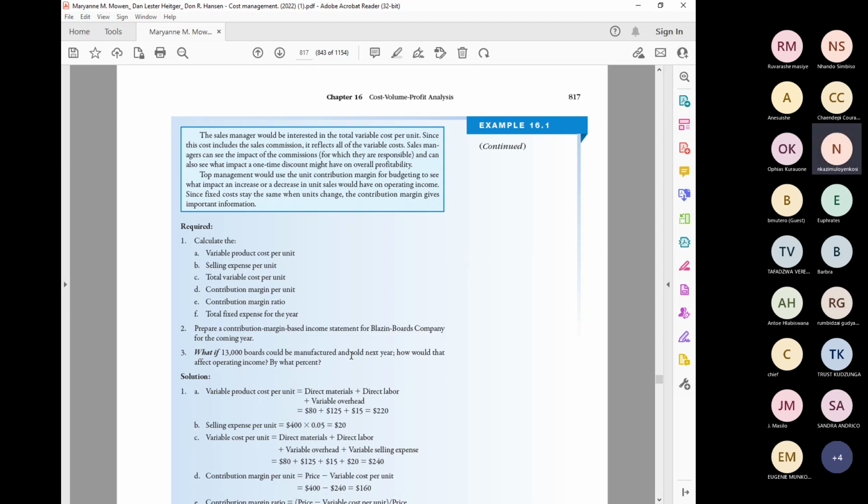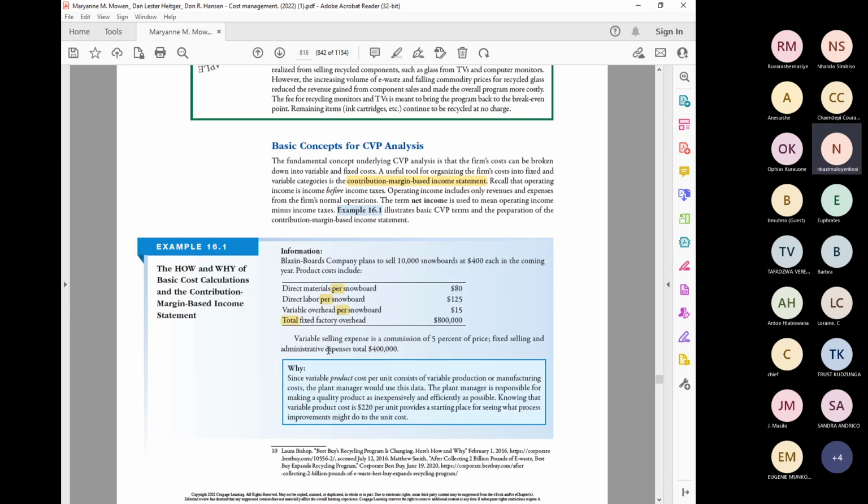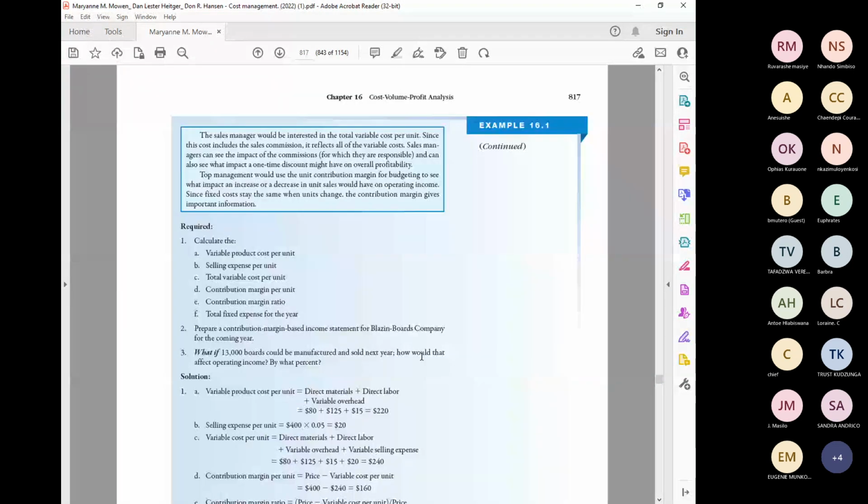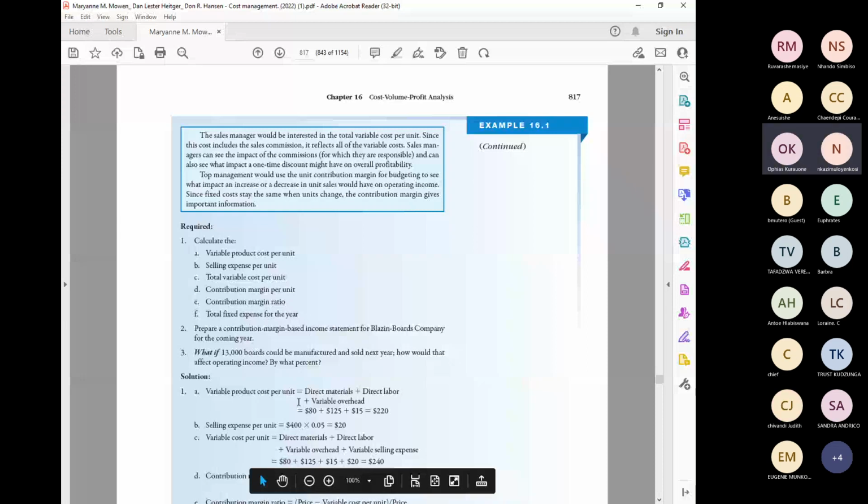Solution 1A, variable cost per unit is equal to direct materials plus direct labor plus variable overhead. Next, this is the variable product cost per unit.